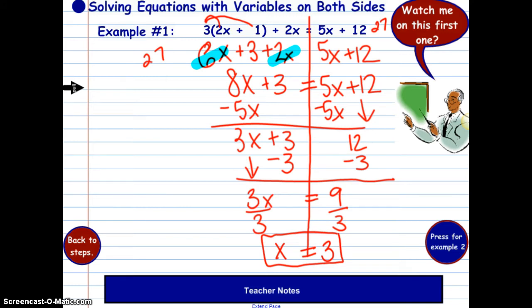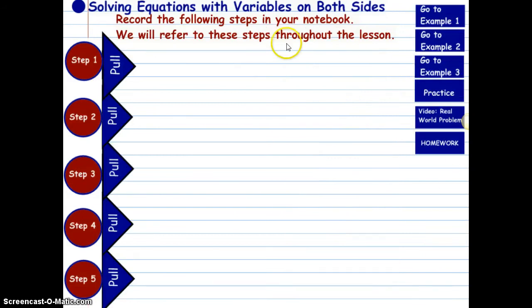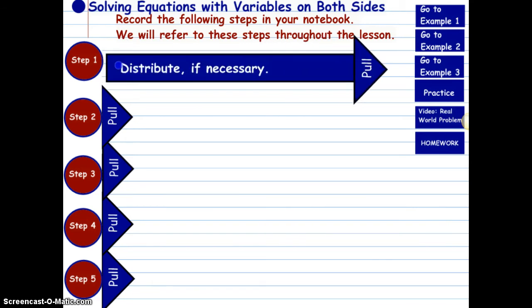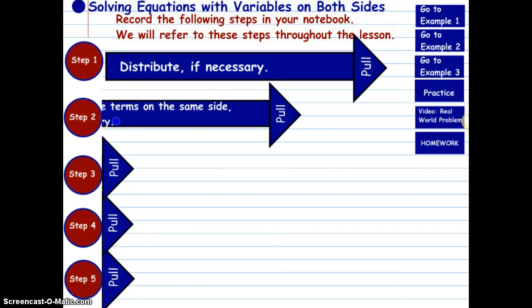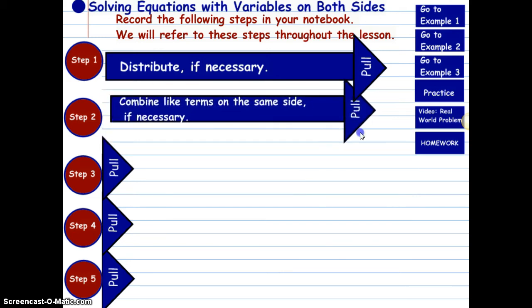So we're going to write down a couple of things, then I'll have you do a couple of examples on your own. This says, record the following steps in your notebook. So yes, record them in your notebook. We'll refer back and forth to them a whole bunch. So step 1, always distribute if necessary. After you have distributed, then we go to step 2. Again, just pause. Combine like terms on the same side if necessary. We did that last time.